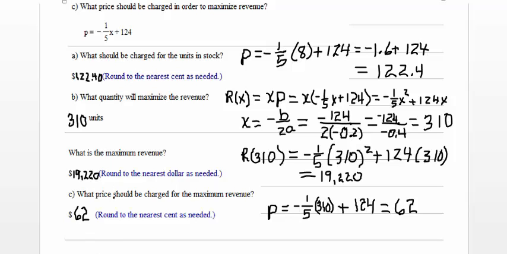And notice that your revenue is maximized when your price is lower. When we actually only had 8 million barrels of oil in stock, we had to charge $122.40. 8 million barrels doesn't even come close to maximizing revenue. But having 310 million barrels does give us maximum revenue and allows us to charge a lower price.